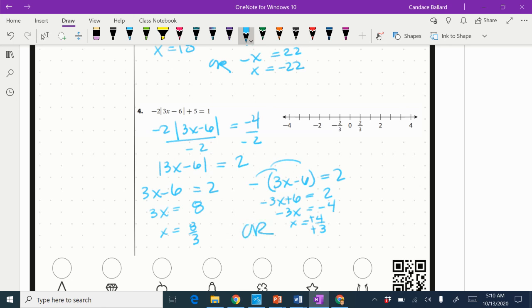So we're going to do 8/3. Let's see. It's scaled in every 2/3, huh? So that's 2/3, 4/3, 6/3, 8/3. Okay, so 8/3 has got to be right there, and 4/3 has got to be right there.